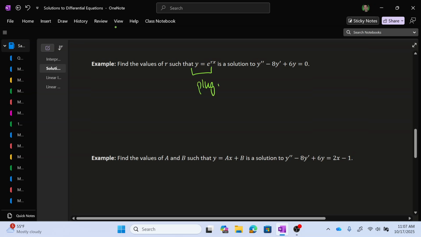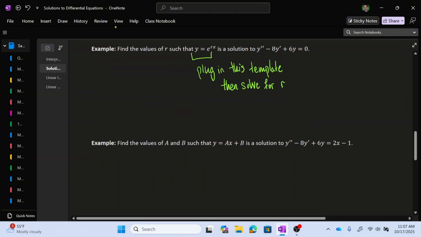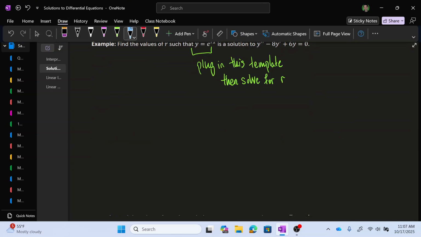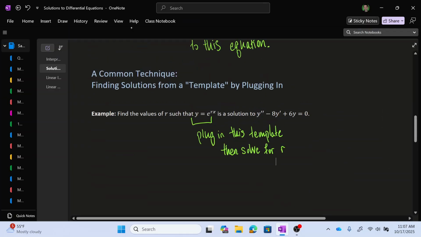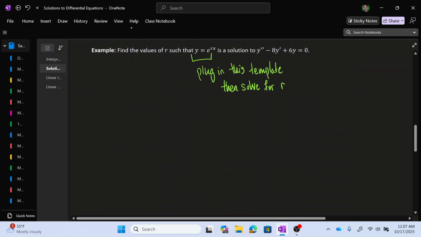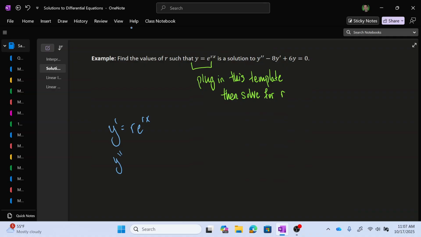Plug in this template, then solve for r. Let me show you what I mean. So r being a value, r being a constant, it's not mathematically much different from that 4 we were working with in the previous exercise. So when I take the first derivative of y equals e to the rx, a single copy of r will come down to the front, and when I take two derivatives, another copy of r will come down to the front.